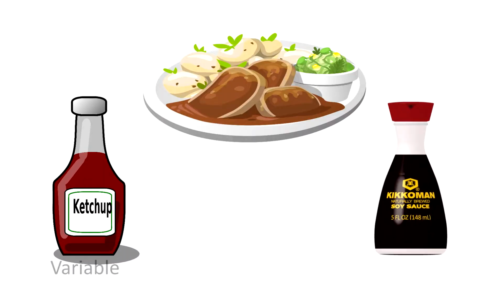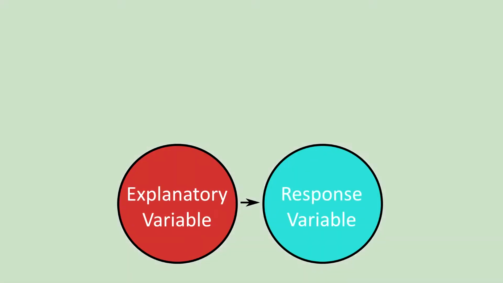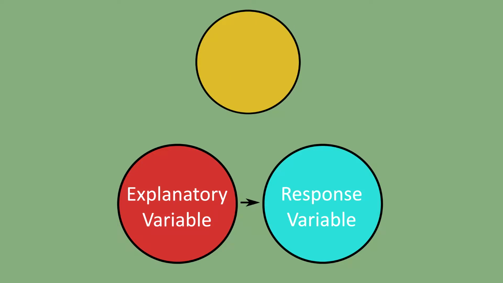In this case, the third variable is referred to as the moderating variable, or simply the moderator. The effect of a moderating variable is often characterized statistically as an interaction, that is, a third variable that affects the direction and/or strength of the relation between your explanatory or x variable and your response or y variable.